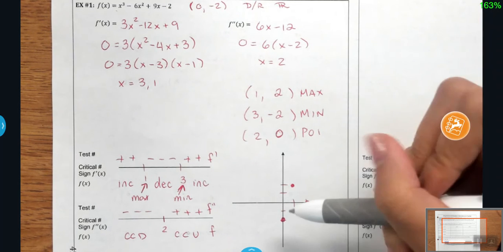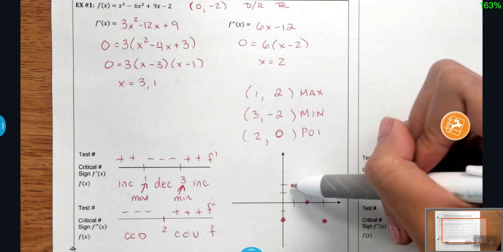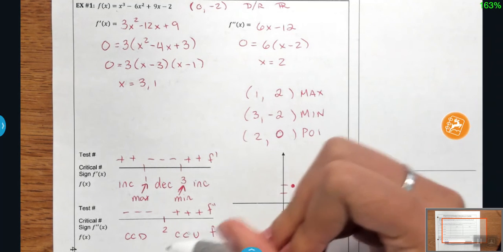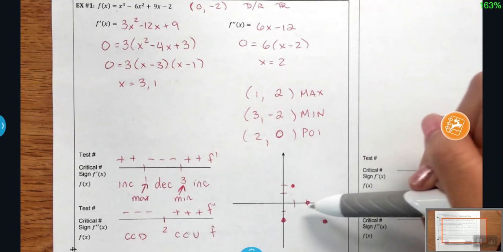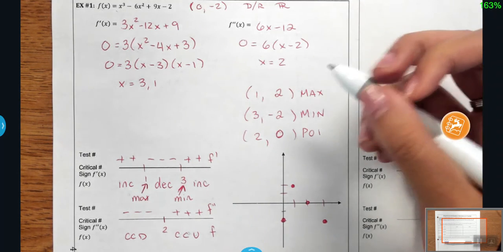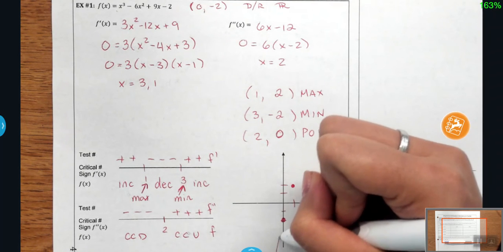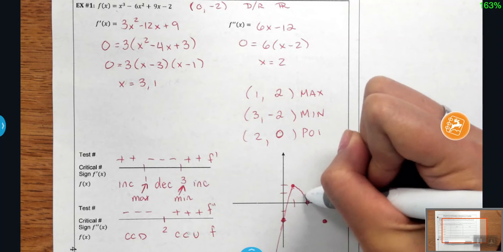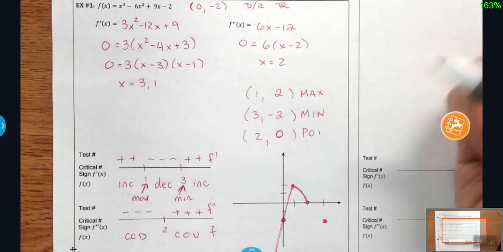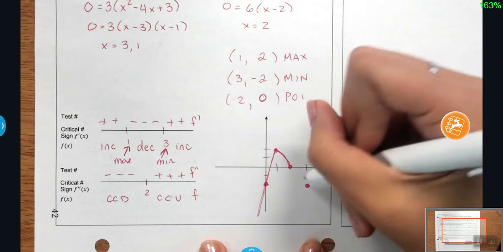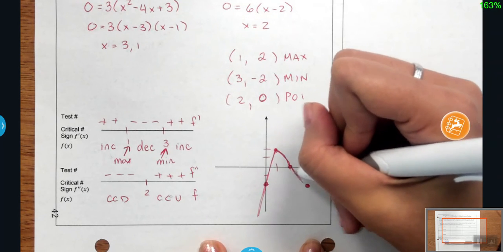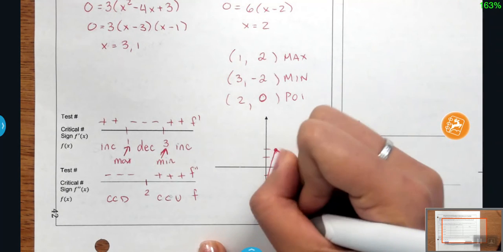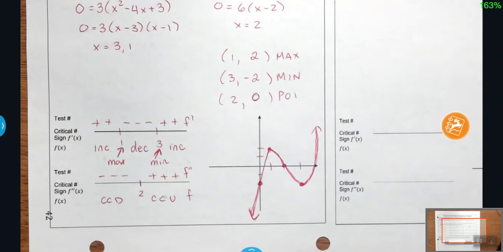So, we should be increasing up until 1, decreasing from 1 to 3, and then increasing from 3 beyond. And then I should be concave down up till 2, and then concave up from 2 and beyond. So, graph it. Increasing, concave down, then we're decreasing here, and then increasing but concave up, and there is your function.